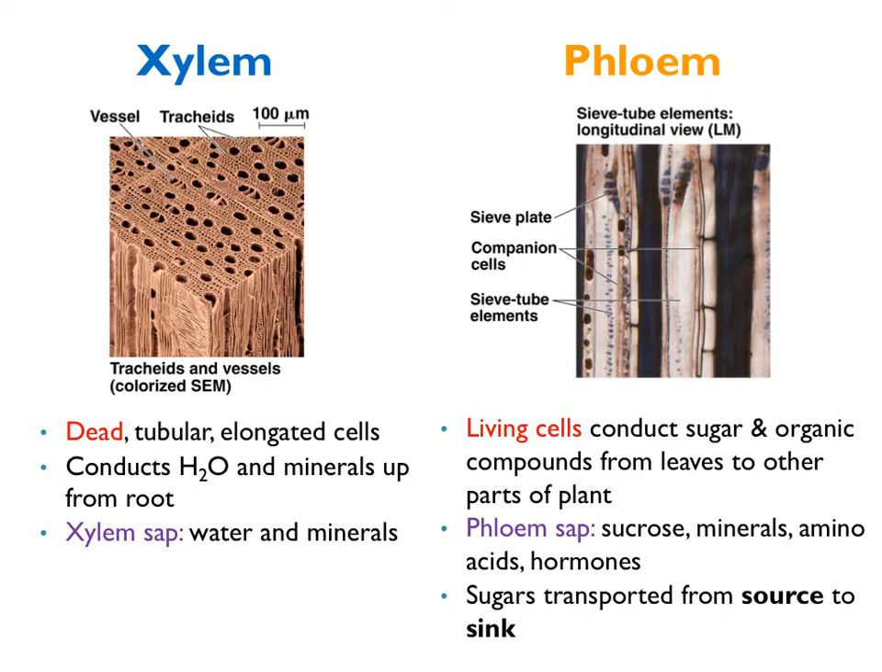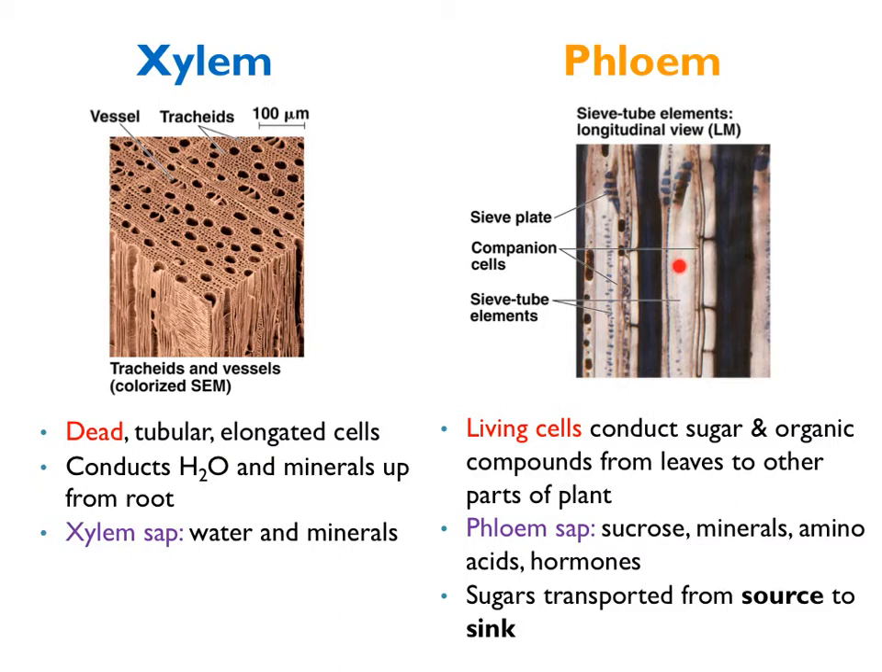So in this slide, we're going to explore xylem and phloem. Over here on the left, you see a picture of xylem, and it's composed of hollow tubes, and water and minerals travel up the xylem. The cells that create the xylem vessels are actually dead, and that allows the water and minerals to travel up through them through the process of transpiration. So xylem sap is composed of water and minerals.